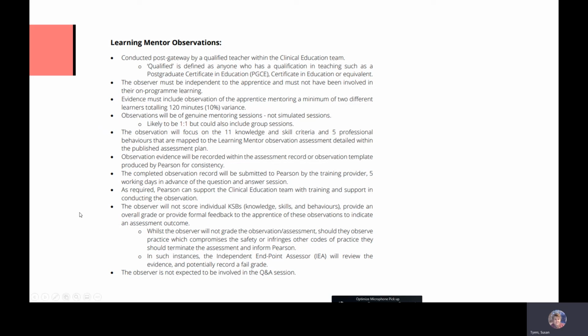The observer will not score individual KSBs, which are knowledge, skills and behaviours, or provide an overall grade or provide formal feedback to the apprentice on these observations to indicate an assessment outcome. Whilst the observer will not grade the observation assessments, should they observe practice which compromises safety and/or infringes other codes of practice, they should terminate the assessment and inform Pearson. In such instances, the independent endpoint assessor will review the evidence and potentially record a fail grade. The observer is not expected to be involved in the Q&A session.